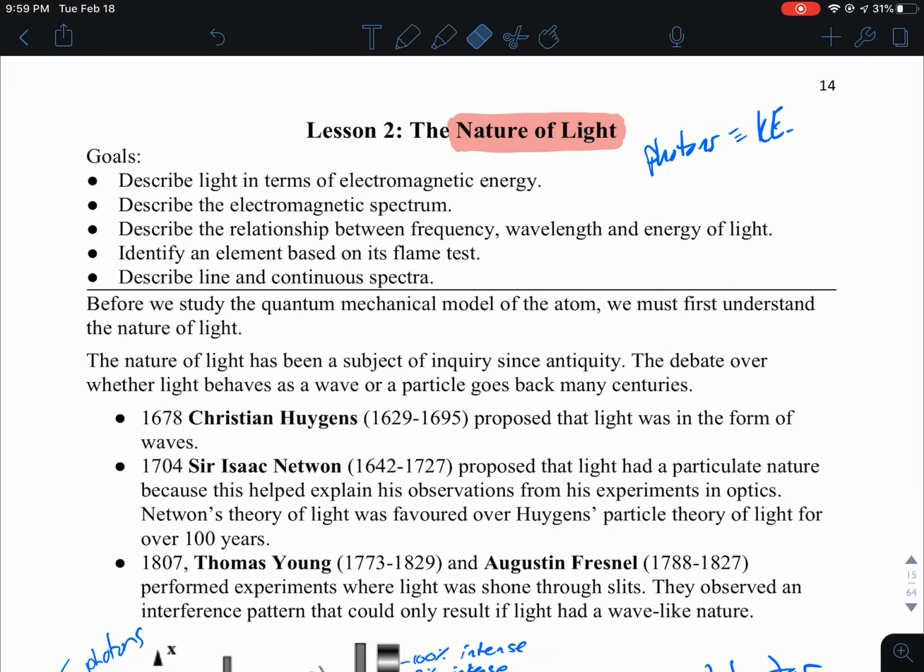Hey everybody, this is lesson 2 of our first unit on atomic structure. This is the lesson we did last week, and we're just going to go through a quick review here. We're talking about the nature of light, particularly thinking about photons as units of kinetic energy.